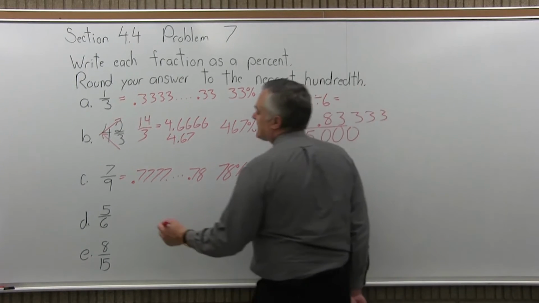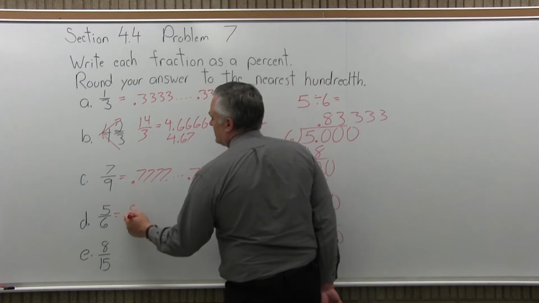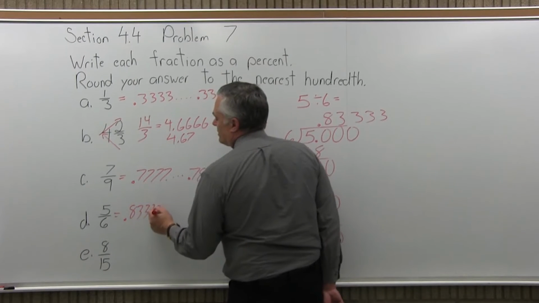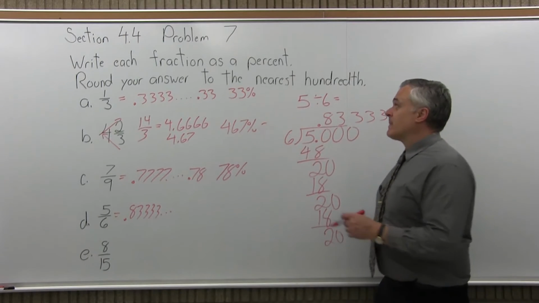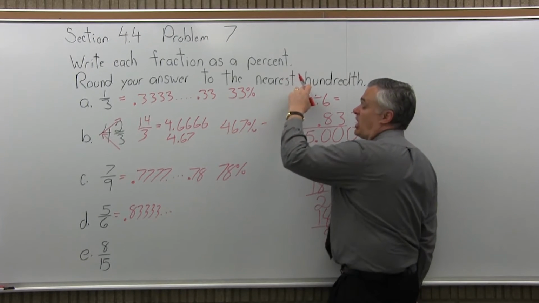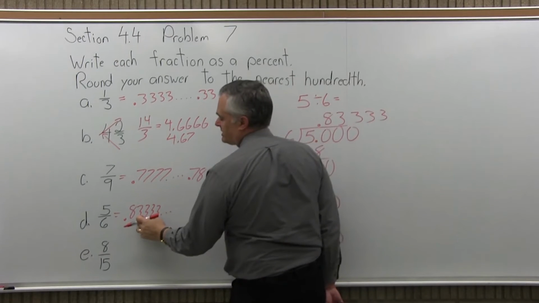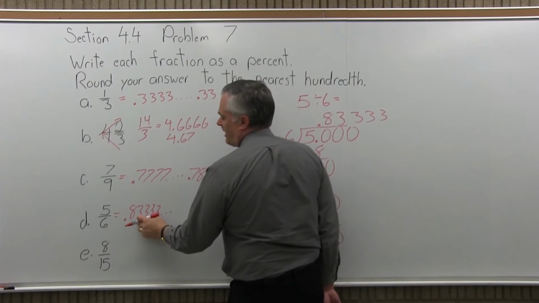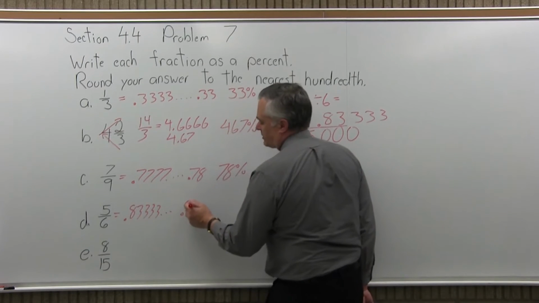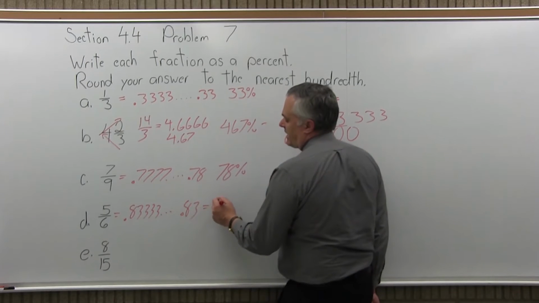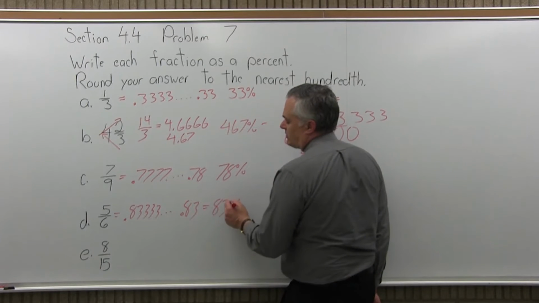So 5/6 as a decimal is 0.83333 without ever ending. Now, again, it says round to the nearest hundredth. So hundredth is 2 places to the right of the decimal point. The next position out is not big enough to make it a 0.84. It just chops at 0.83 with the round off. And that would be 83%.